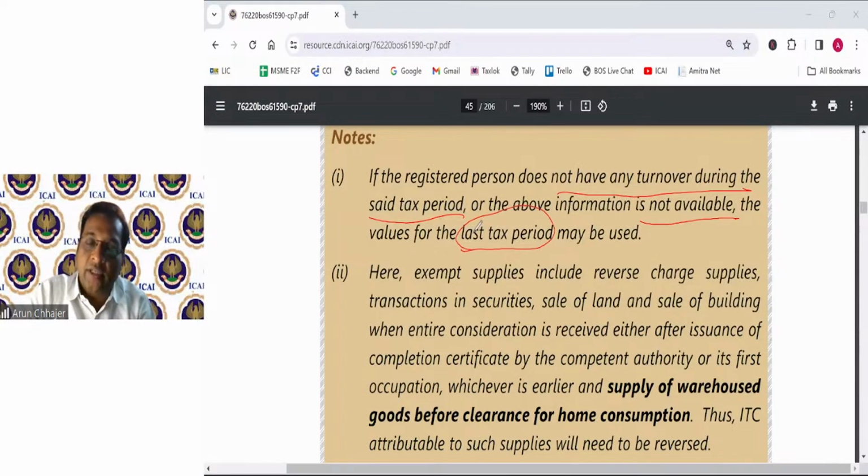Rule 42 says, see this calculation, C1, C2, T1, T2, T3, D1, D2, etc. has to be done for each tax period separately. Okay? When you are calculating the value for a particular month, suppose there is no turnover of exempt supply or taxable supplies, then you cannot calculate E by F, correct? So they are saying, go to the last tax period, whatever the ratios, whatever the turnover there, please use the same turnover for computing D1 and D2, the reversal component.